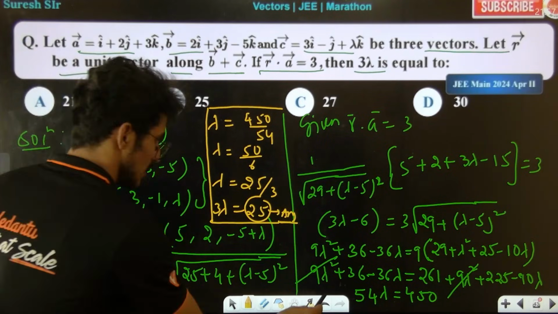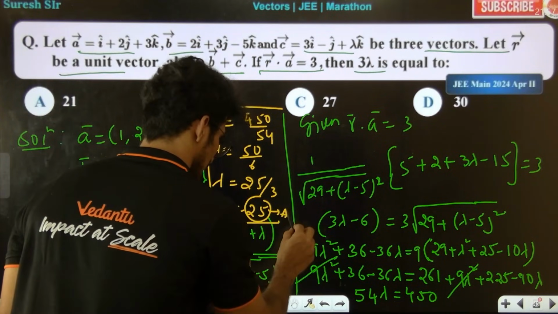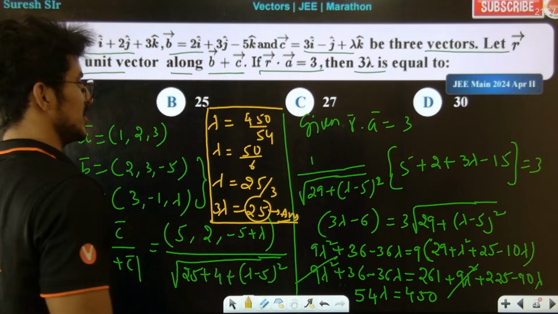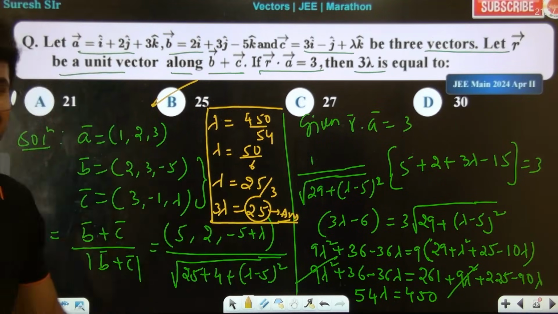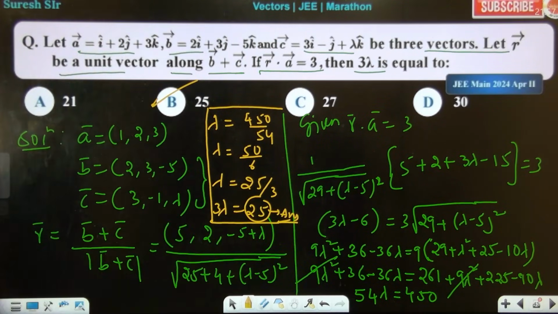Any doubts? No doubts, sir. 3 lambda is equal to 25. B for Bombay is the right answer. Very simple, it's all about calculation. Yes or no? Yes sir.